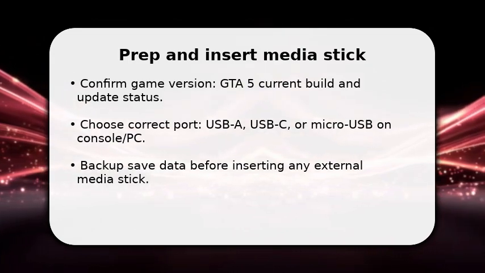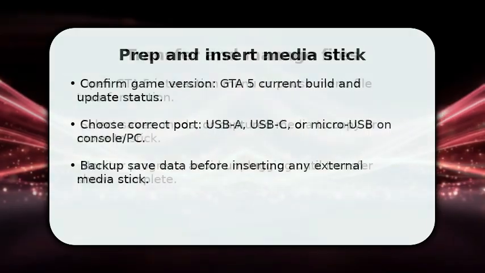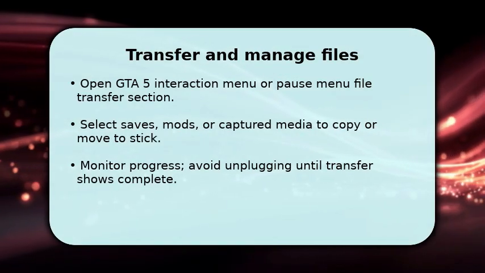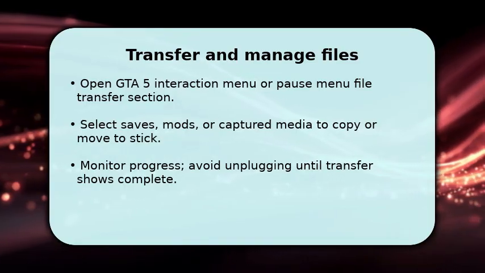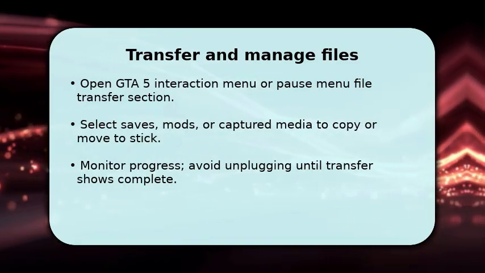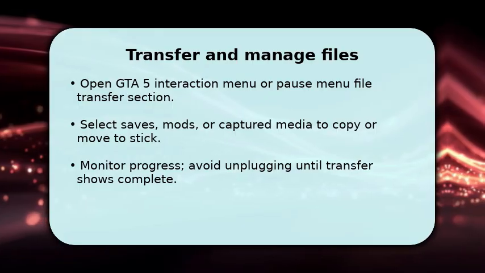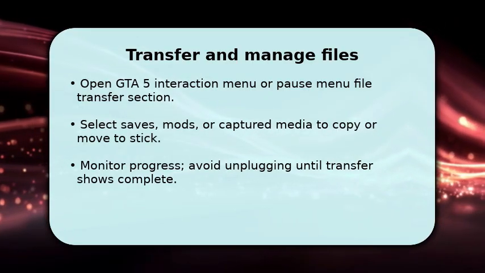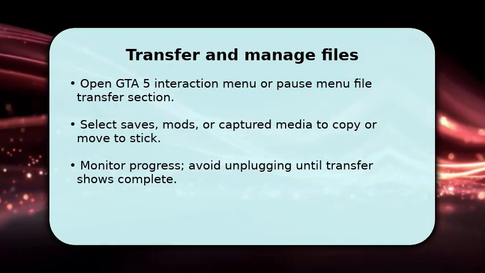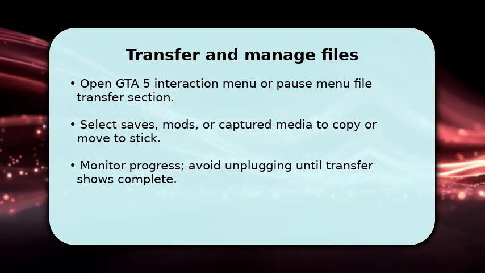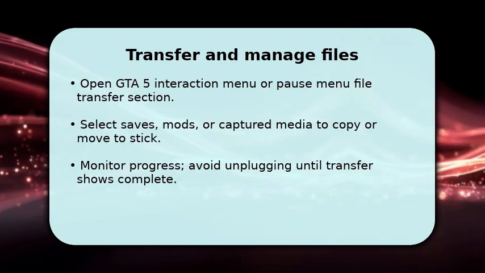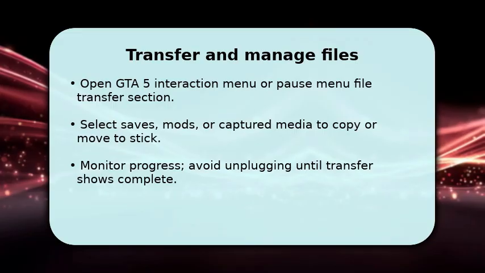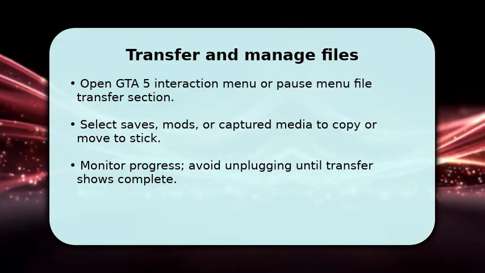Next, you perform the actual transfer and file management. From the GTA 5 menu, choose the items you want to copy, saves, clips, or mods, and select the media stick as the destination. Use copy rather than move when available so you retain a local backup. While copying, watch the transfer progress and system notifications. Slow transfers indicate either stick speed or port limitations. Make sure to create clear folder names on the stick so files are easy to find later.